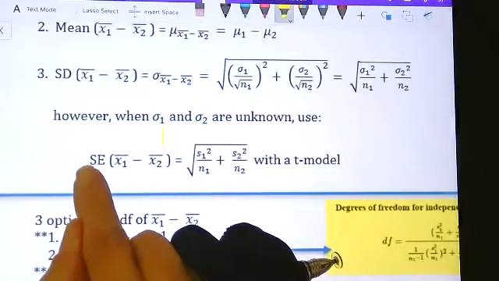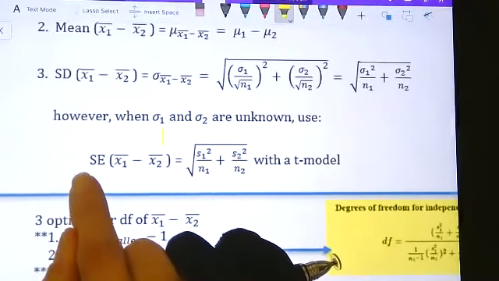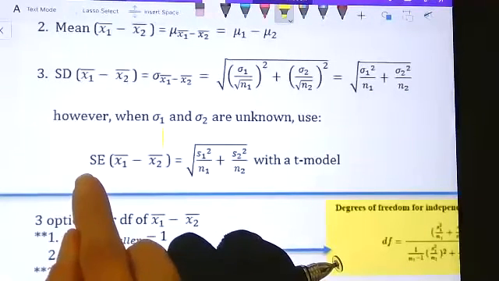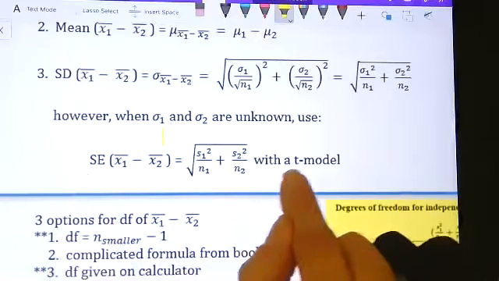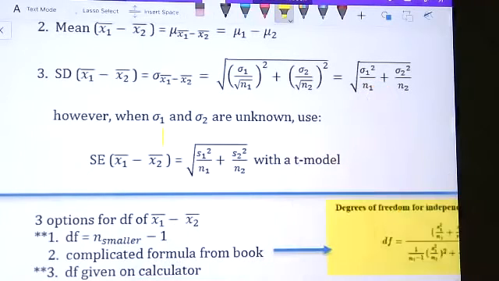It's now called a standard error because we've estimated it. Doesn't mean we did anything wrong. It just means that there's a little bit more error involved in here. And now our normal model turns into a T model. Whenever you estimate the standard deviation by substituting in S in place of sigma, you allow a little bit more error in our calculation. So our normal model now becomes a T model.